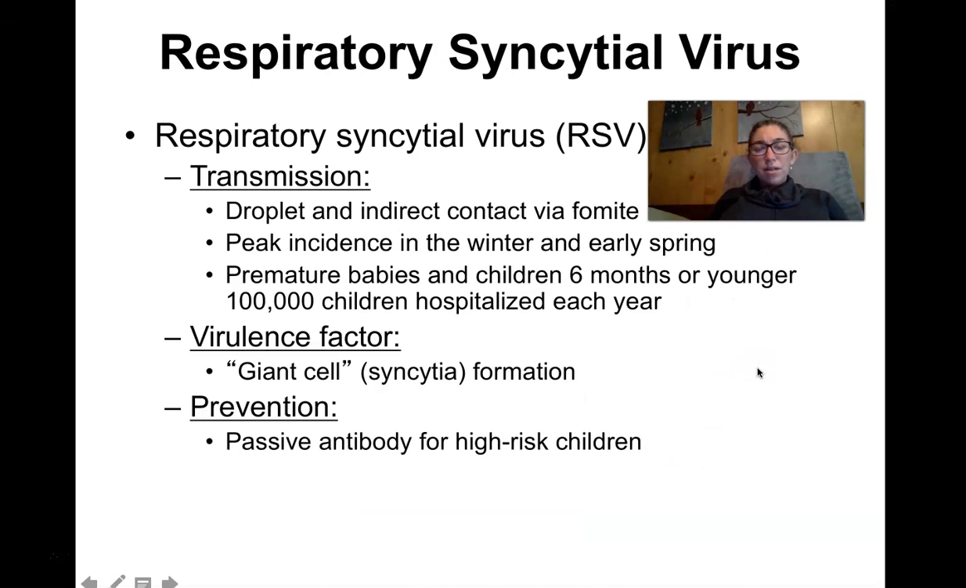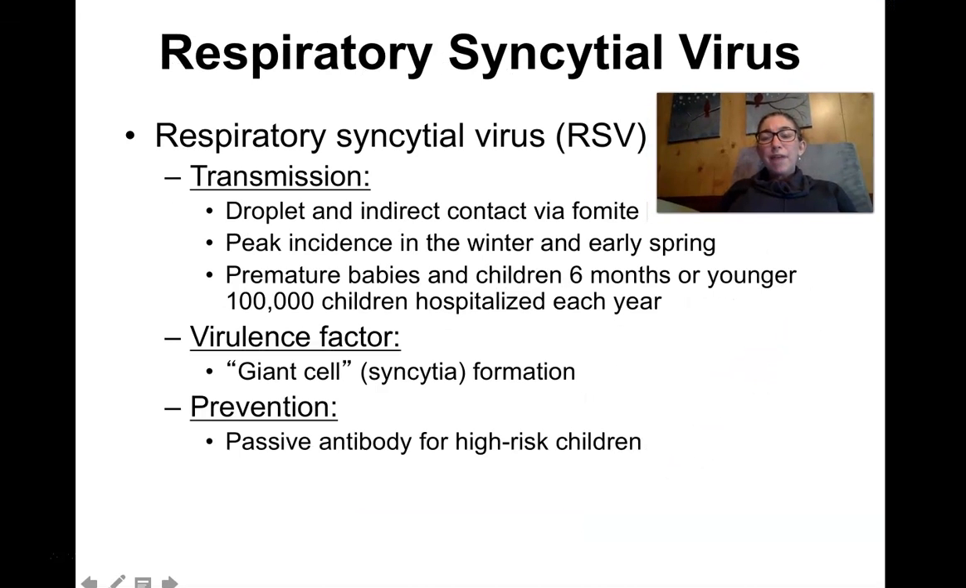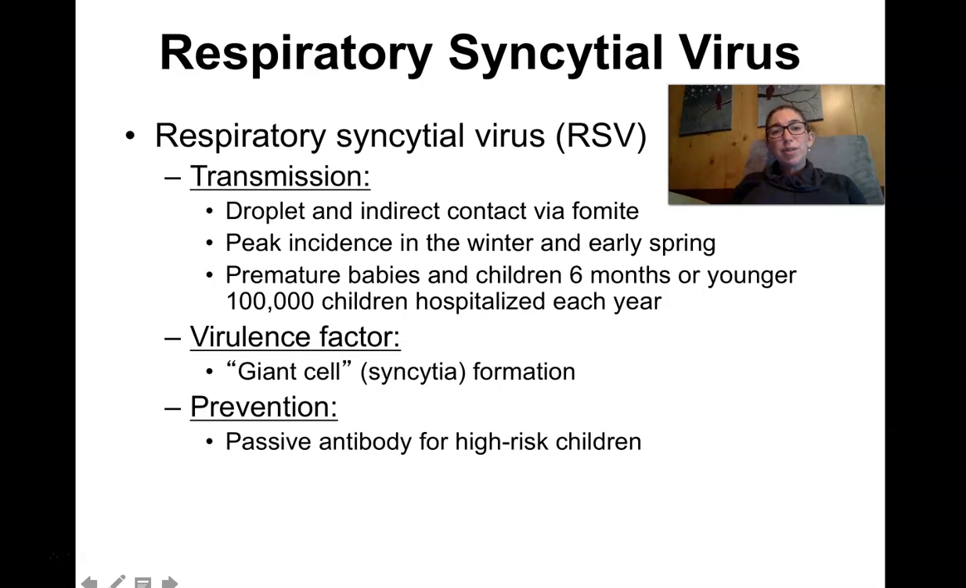All right, another virus that can cause really serious respiratory infections, particularly in infants, is RSV, respiratory syncytial virus. And it is really common in little babies. It's most dangerous for premature babies and children that are 6 months or younger. There is no vaccine for it currently, but there are vaccines in clinical trials. So hopefully we will have a vaccine for RSV really soon.